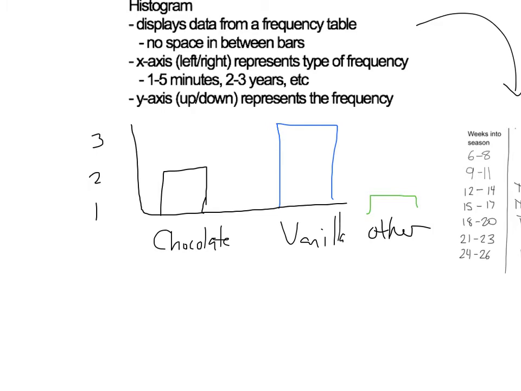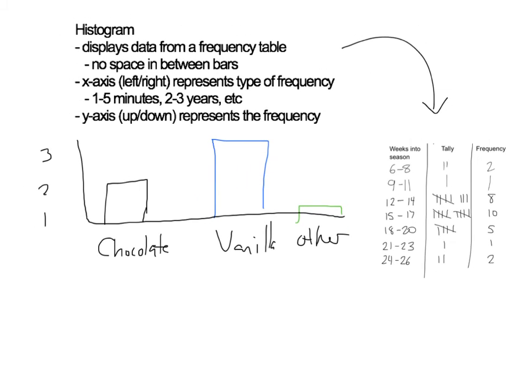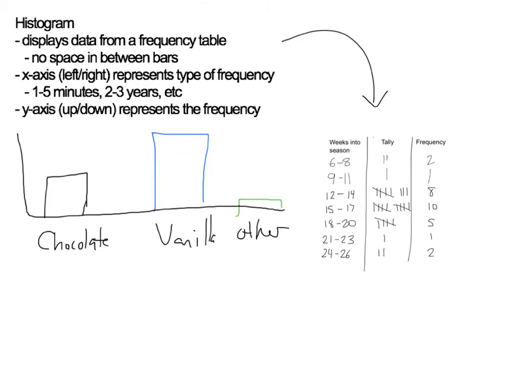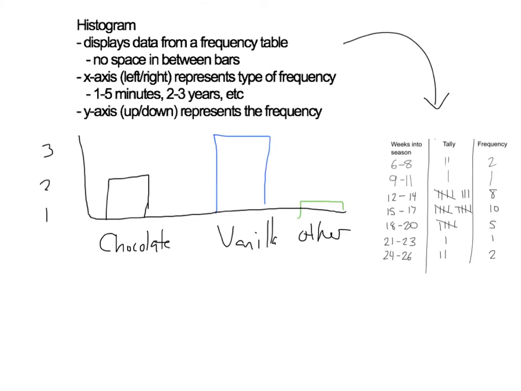However, histograms are different, and I know that's not perfect, but bear with me. Histograms, there's no space in between, okay, and it displays information from a frequency table, and it's for continuous data, okay. This is not continuous data down here. Chocolate, vanilla, other, okay. When we use a histogram, we're going to be talking about most often time, okay. So this is a bar graph, but we're going to construct a histogram. Okay, now the x-axis, or the left to right, which would be chocolate, vanilla here, except this is a bar graph.